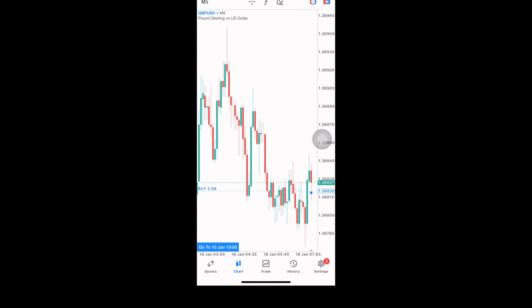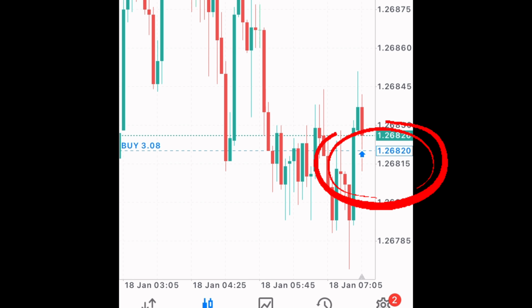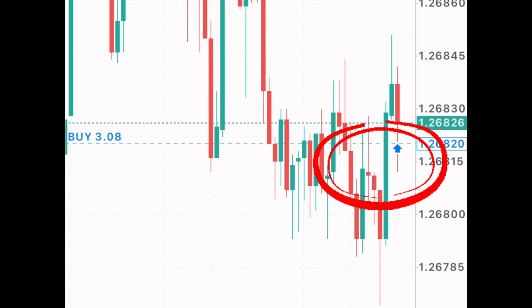And as you guys can see right here, if we scale in, we see a nice 5-minute fair value gap right there, which we got a pretty decent entry on, in my opinion.